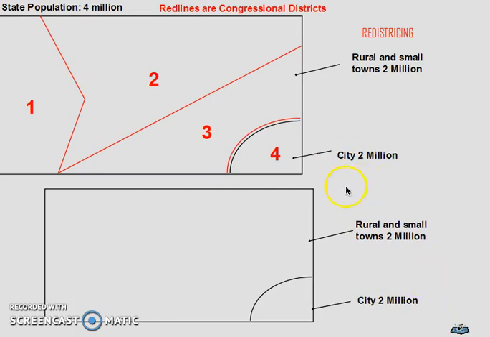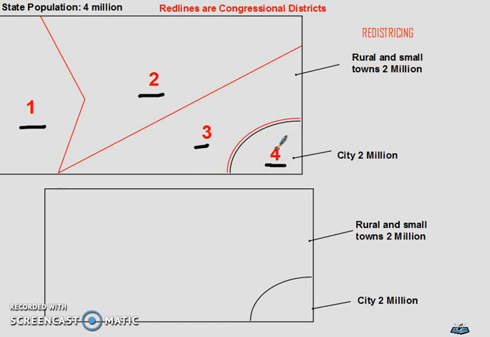So this particular state that I've given you here has 4 members of Congress, and they have 2 million people living in the country, so to speak, in what I'm calling congressional districts 1, 2, and 3. They also have a city down here in the corner, much like we have Philadelphia. There are 2 million people living in this city. So we've drawn districts. Congressman A represents here, Congressman B represents here, C, and D.